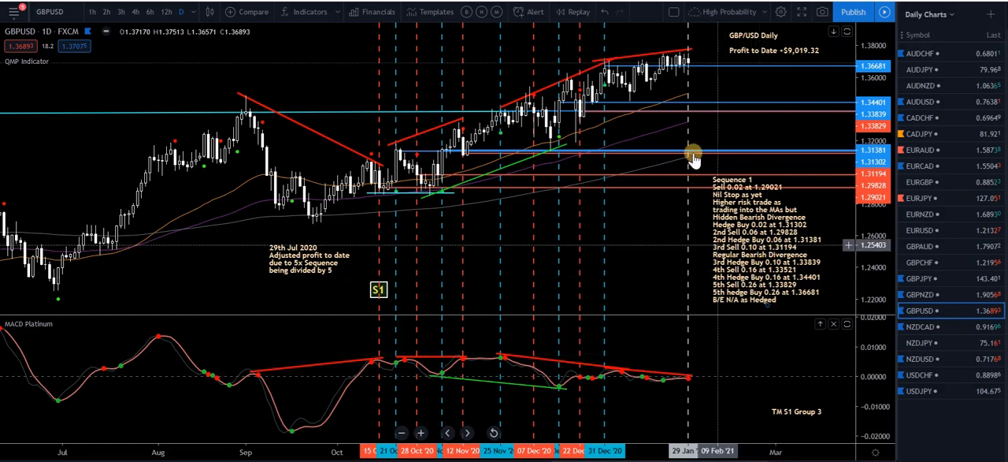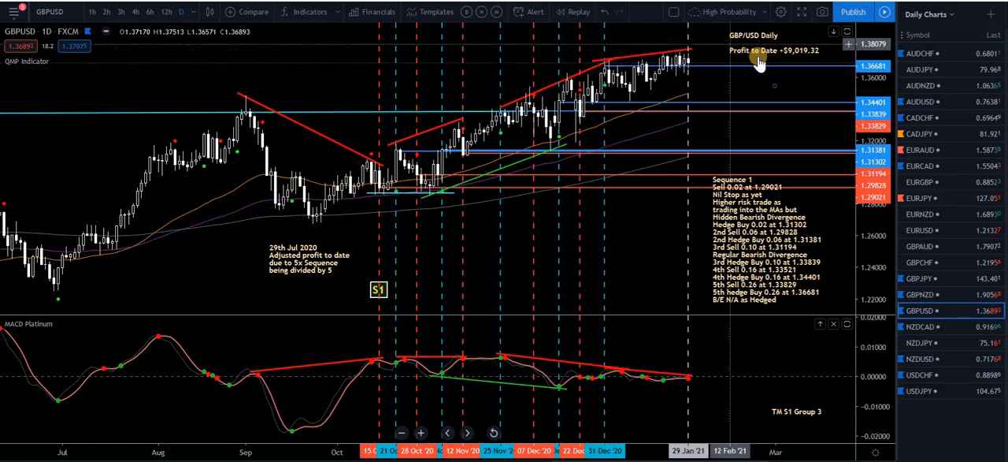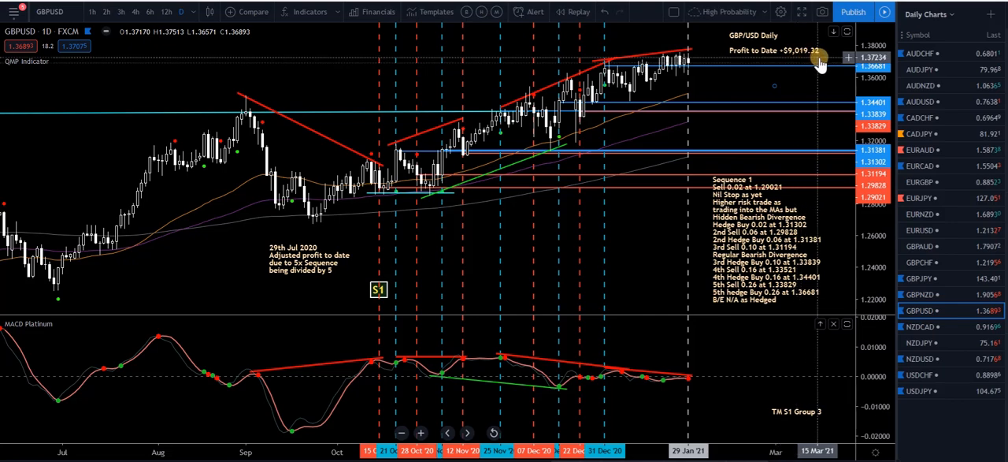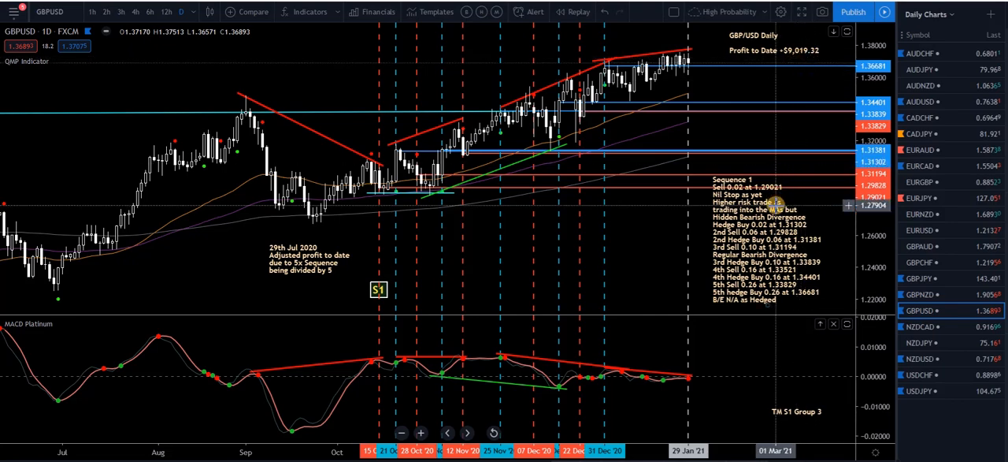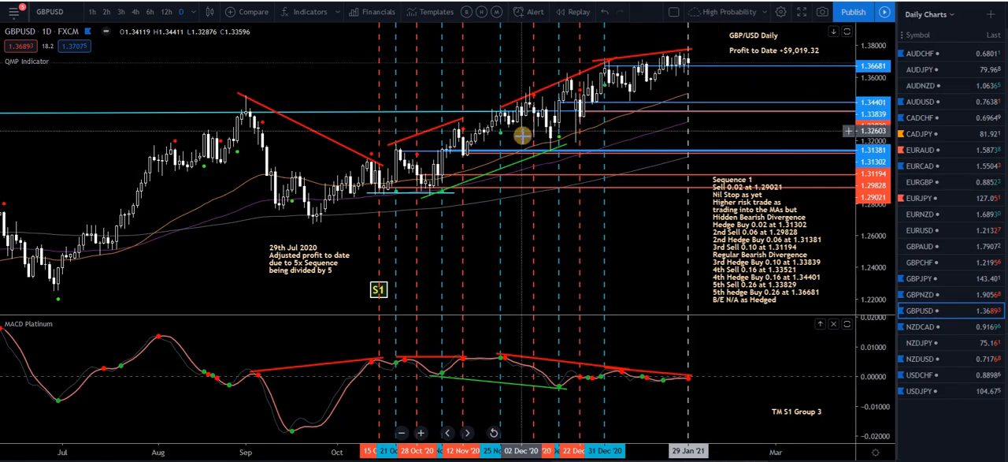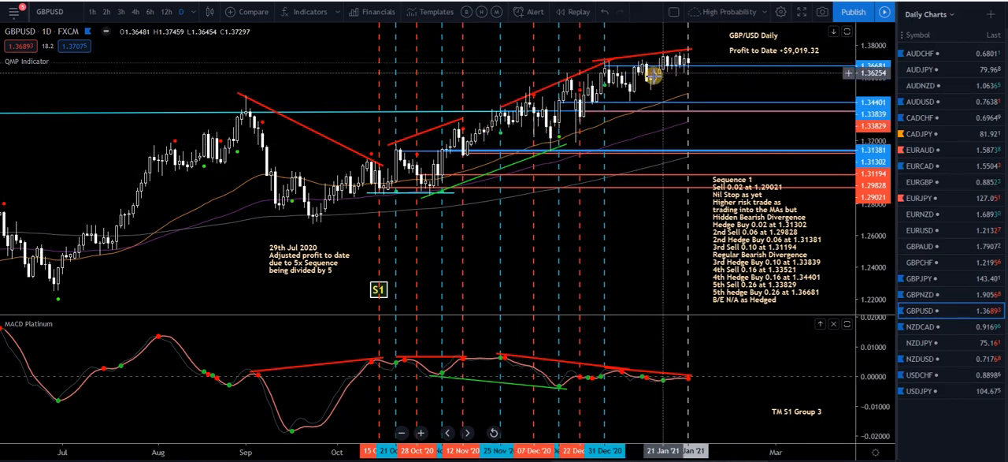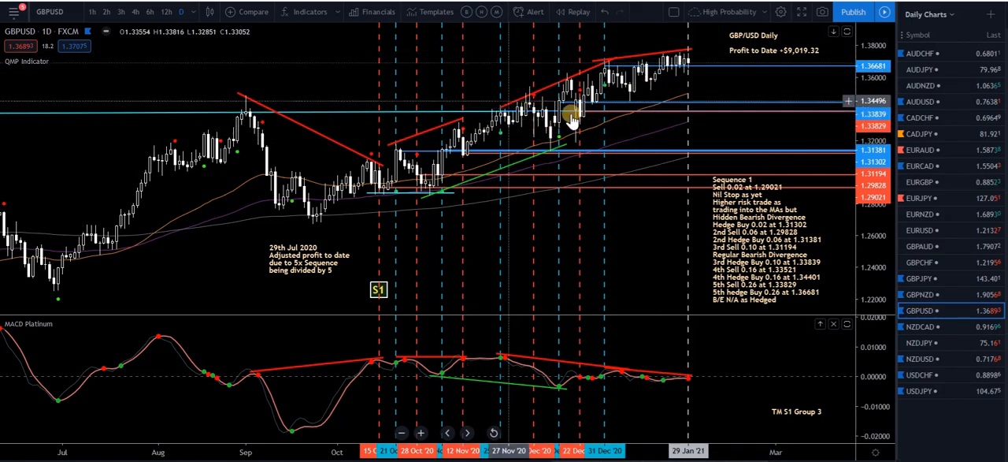At the moment, I'm hedged, so I'm just locking in a loss on all these trades here. But profit, just over $9,000. So it's not a bad pair. I don't mind trading it. It's just been a bit tough to trade on the daily time frame recently. I'm sure if I was trading the hourly chart, you'd be doing all right.